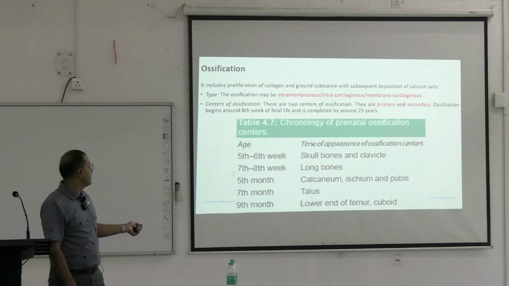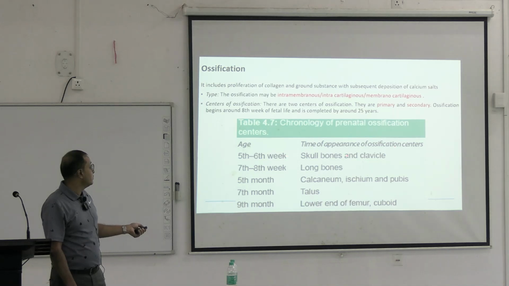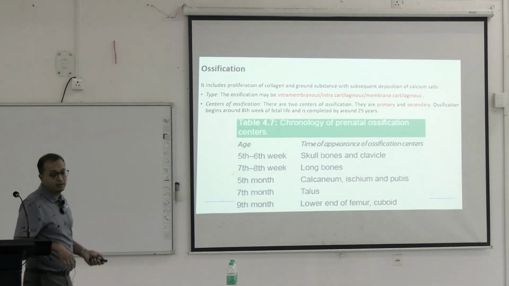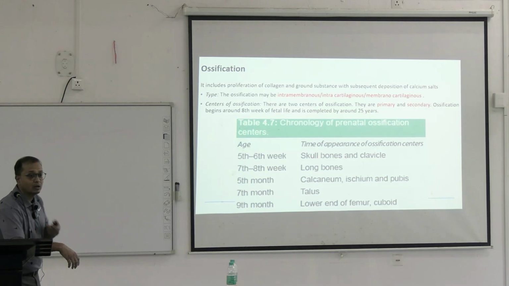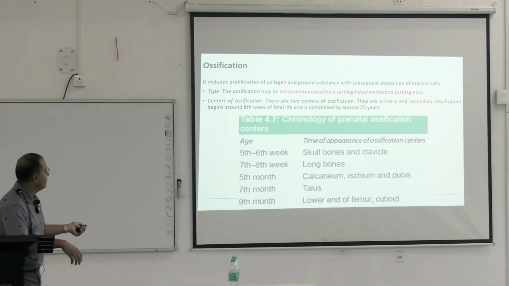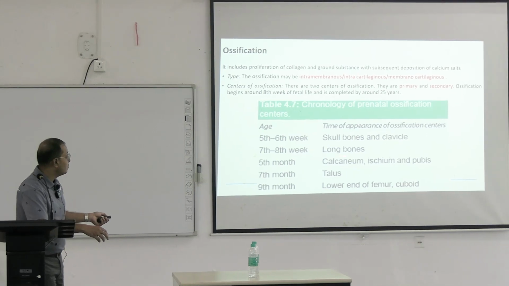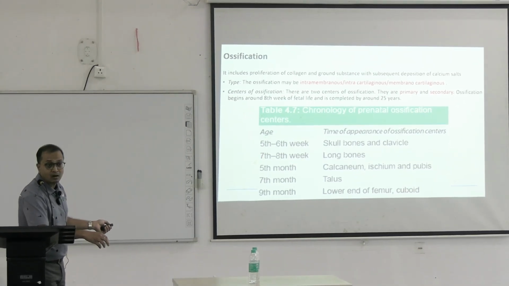Like you see that in the 5th and 6th week, ossification starts forming in the skull bones and clavicles. They are still a membrane, and within this membrane, ossification starts to happen in the clavicle and the skull bone. Clavicle means collarbone. It's the 5th and 6th week, that means after fertilization. Long bones, 7th to 8th week, start to form.